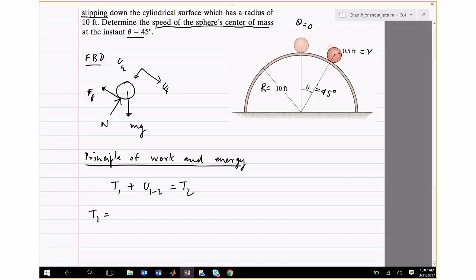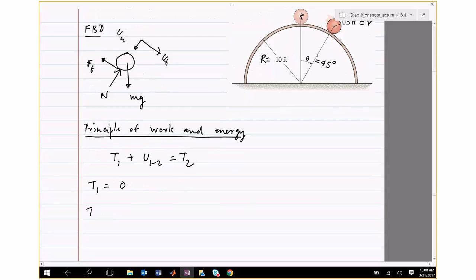T1 is the kinetic energy when it is at theta equals 0, right? Right here. So what's the kinetic energy? It's 0 because it's starting from rest. T2 is the kinetic energy when the sphere is at theta equals 45 degrees. So what's the kinetic energy? 1/2. Okay, now is this a particle problem or a rigid body motion problem? You're given the radius of the sphere. When you're given the radius of the sphere, you better think of it as a rigid body. So besides the translational energy, it also has a rotational energy. So half mv square plus half I omega square.